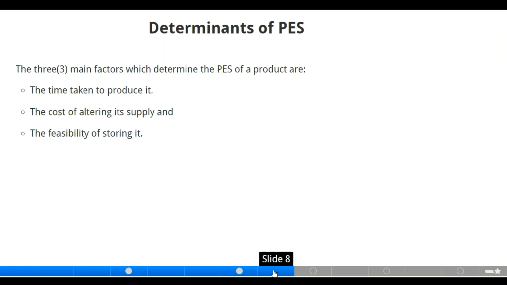Moving to the next slide, where we have the determinants of price elasticity of supply. The 3 main factors which determine the price elasticity of supply of a product are the time taken to produce it, the cost of altering its supplies, and the feasibility of storing it. Supply of a product is likely to be inelastic if it takes a long time to produce it, if it is expensive to alter production, and if it cannot be stored.